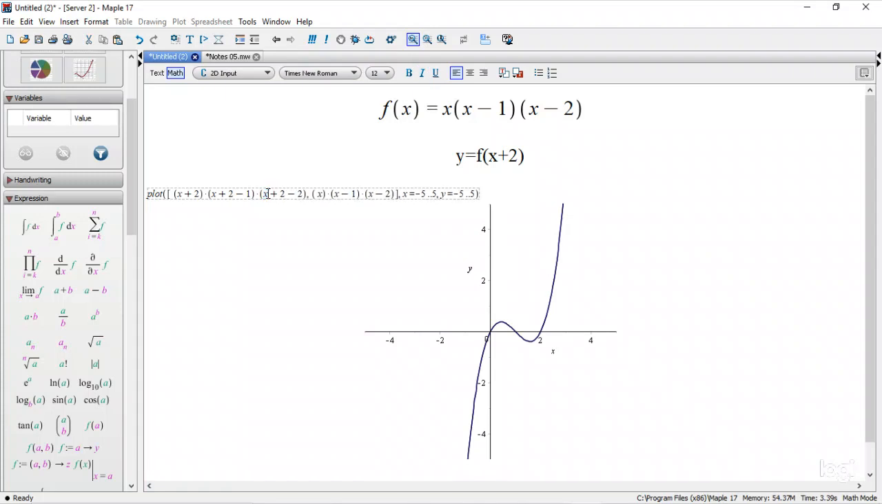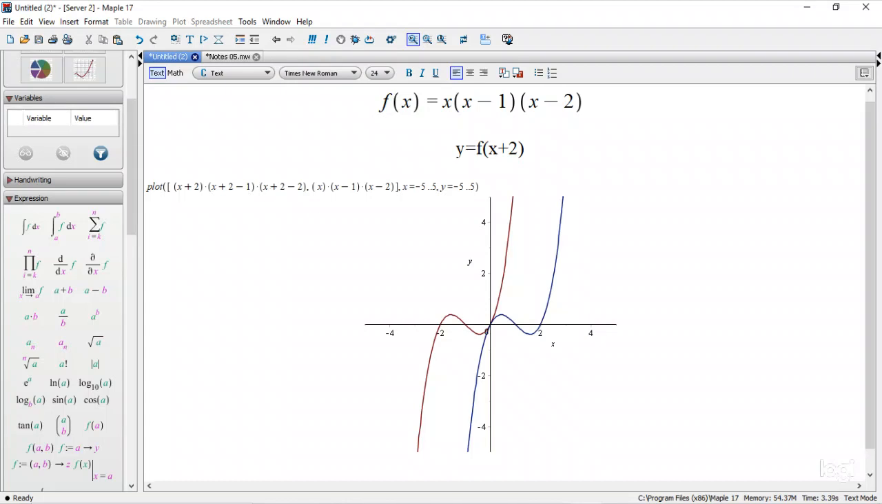on the graph. Now you can see the blue one is the original graph, which is x(x - 1)(x - 2), and if x plus 2, what will happen? It's a translation. We can see that the graph is moved 2 units, which is the red one. 0 is moved to minus 2, the root 1 is moved to minus 1, and 2 is moved to 0.